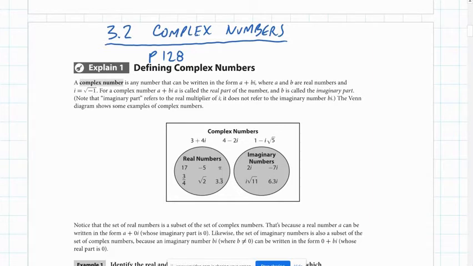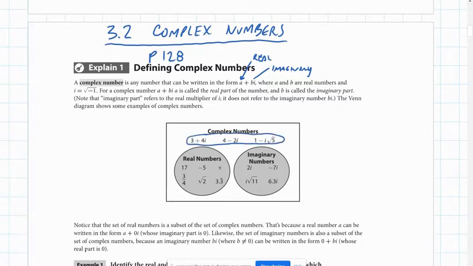So a complex number is a combination of a real number and an imaginary number. If a is any real number and bi is the imaginary part, when we add those two together, we get a complex number. So a real part and an imaginary part. For example, 3 is a real number plus 4i is an imaginary number. Add those together and you get a complex number. So these are all three examples of complex numbers.